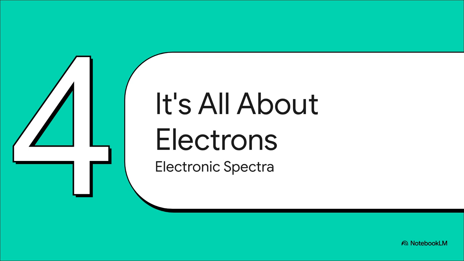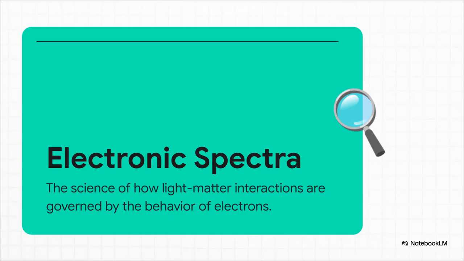Okay, so we've got one technique for color and a totally different one for vibrations. On the surface, they seem pretty different, right? But what if I told you they're both governed by one single fundamental principle? Because when it comes right down to it, it's all about the electrons. This big, unifying idea is called electronic spectra. And it's not some new tool. Think of it more like the official rulebook for how light and matter interact with each other. It's the science that explains why everything, at the end of the day, comes down to electrons.